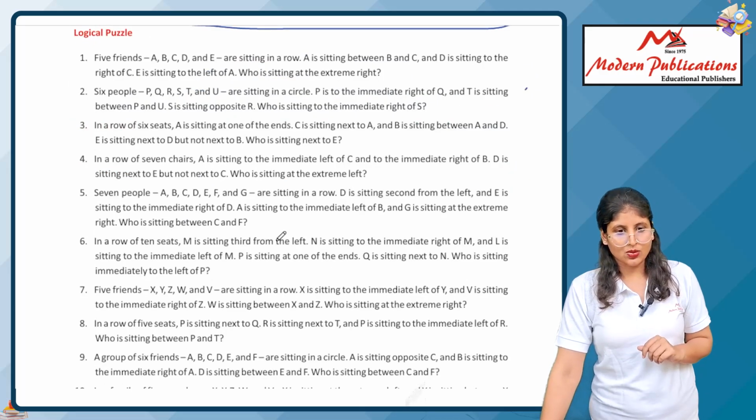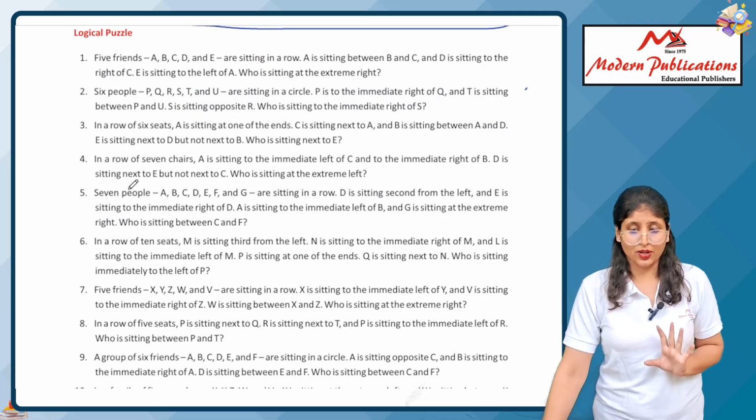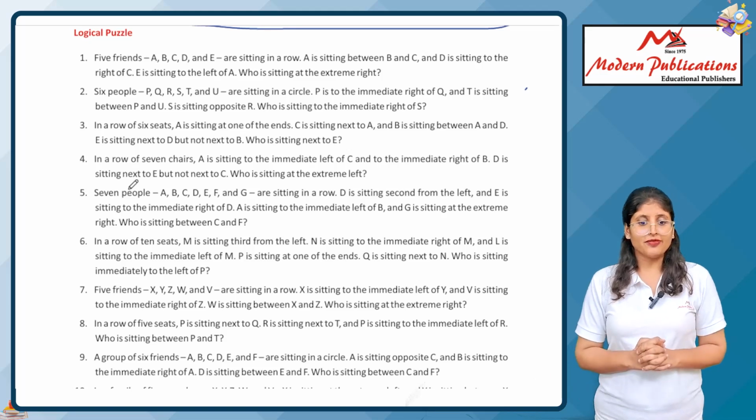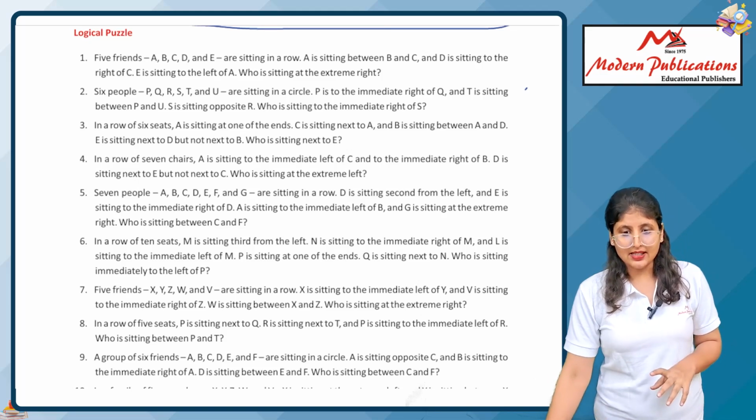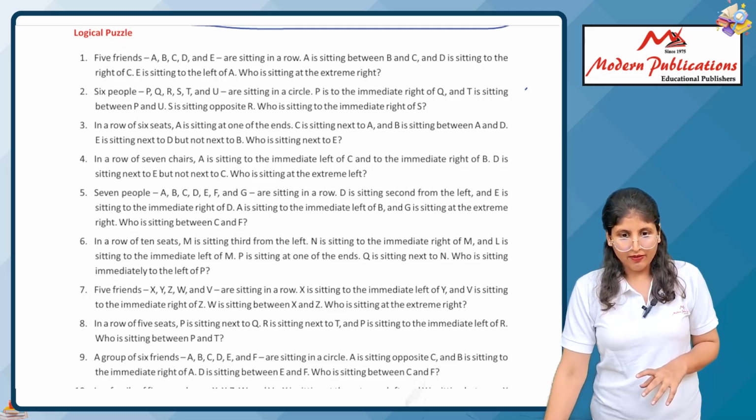Last one is the puzzle questions, sitting arrangement questions. Let's move on. 5 friends A, B, C, D, E are sitting in a row. A is sitting between B and C. So here I will make 5 places: 1 2 3 4 5. A is sitting between B and C, so we will make A sit between B and C.